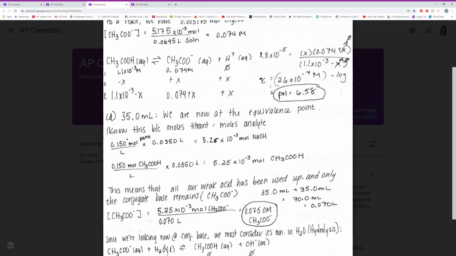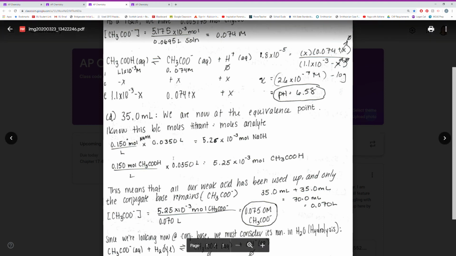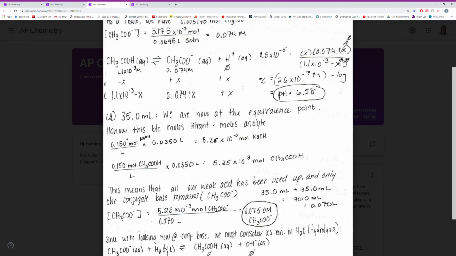Part D is where that neutralization is actually occurring, and that's because we are at the equivalence point. I know that I'm at the equivalence point because the moles of titrant, in this case sodium hydroxide, are equal to the moles of analyte, the acetic acid. And I did the math down here to prove to you all that they were equal. Equal concentrations, equal volumes, equal number of moles. It doesn't matter that this one's strong and this one's weak, because we have equal volumes of equal concentrations, we have the same number of moles. And that's why I know that I'm at the equivalence point.